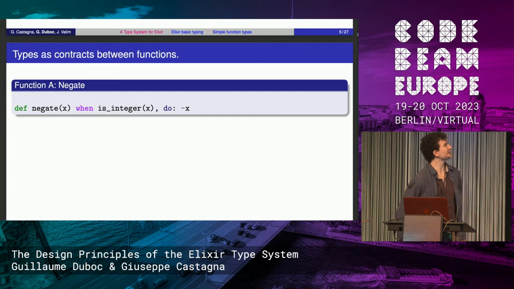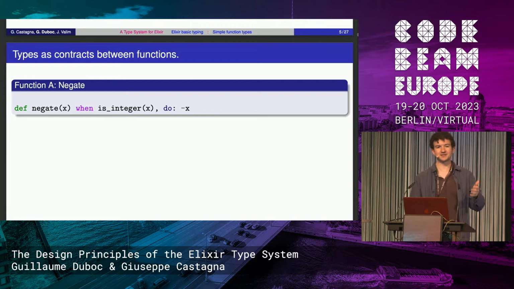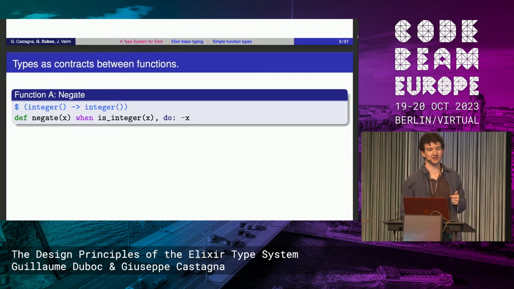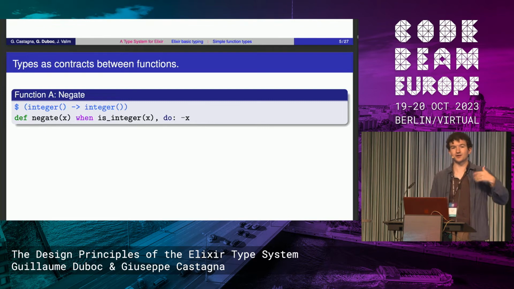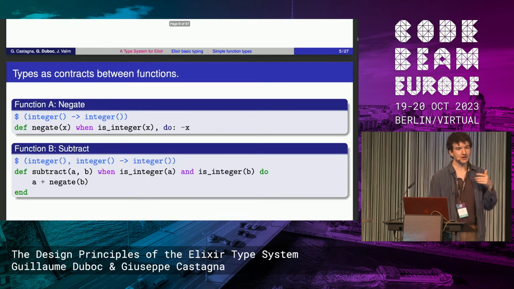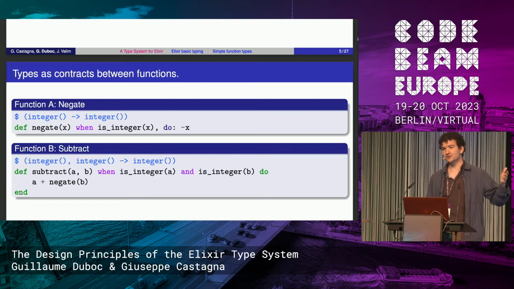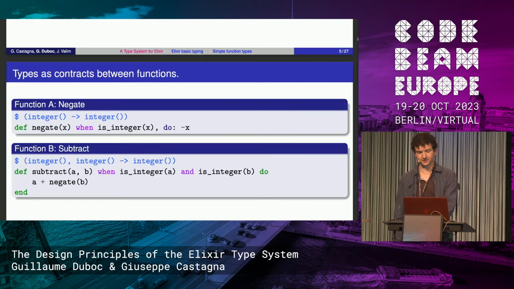For a simple function, such as negate, that works on integers, if we were to add a type system to Elixir, we'd like to add the possibility of writing those kinds of type annotations. This is the type of functions that, when given a value of type integer, return an integer. Now, if you use this function inside of another, such as subtract, the function type checks, because it checks that the plus operation is used on integer values.